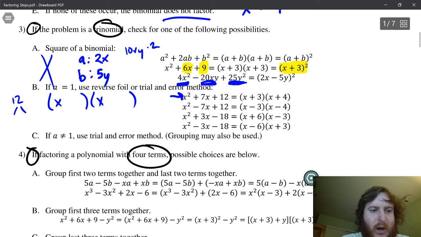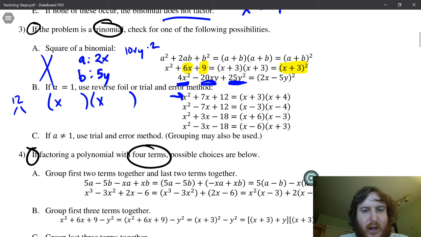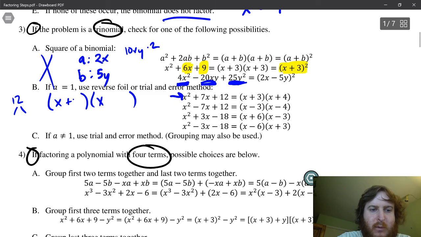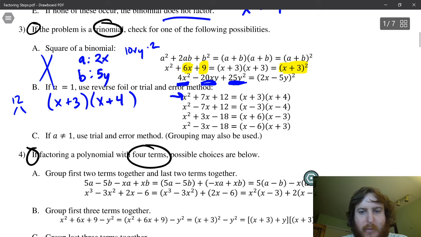And I'm looking for what are 2 numbers that can multiply to 12 and add up to 7. Right? So I might try 6 and 2. Well, 6 plus 2 is 8. I might try 12 and 1. 12 plus 1 is 13. I might find that it was 3 and 4. So that's what I'm saying by trial and error.